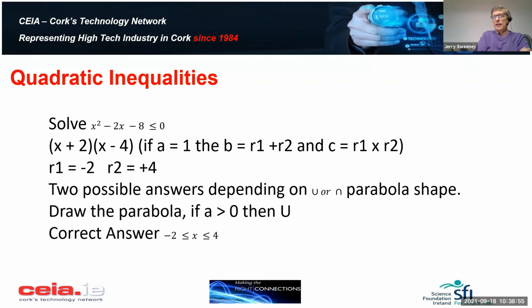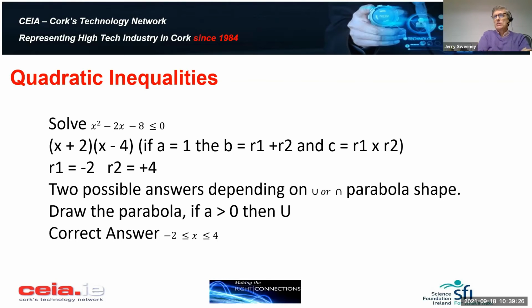And if you plot x squared minus 2x minus 8 on your Desmos, what you will find is that it crosses the x-axis when, so it's a parabola because it's x squared. The a term is positive, therefore it's cup-shaped. And the roots are minus 2 and plus 4. You should be able to see that on Desmos now.